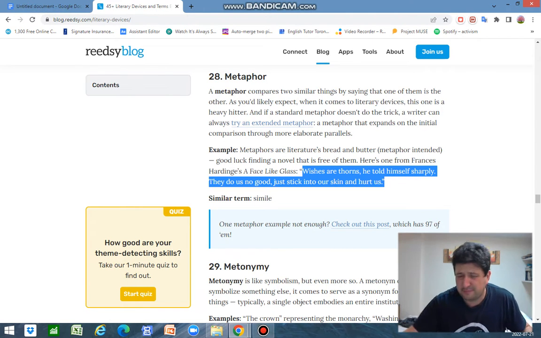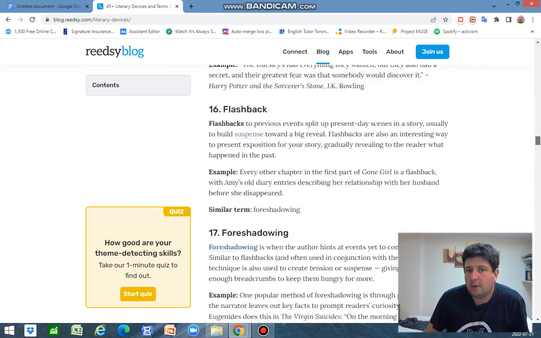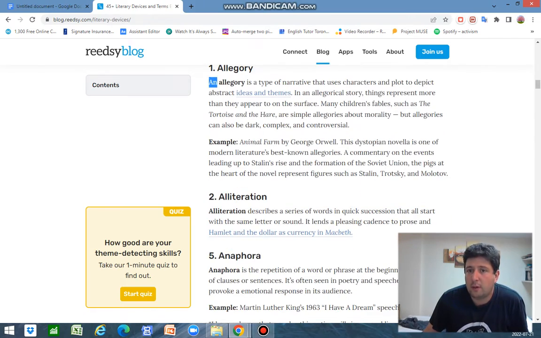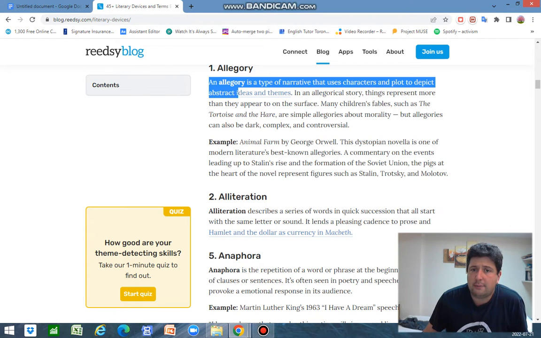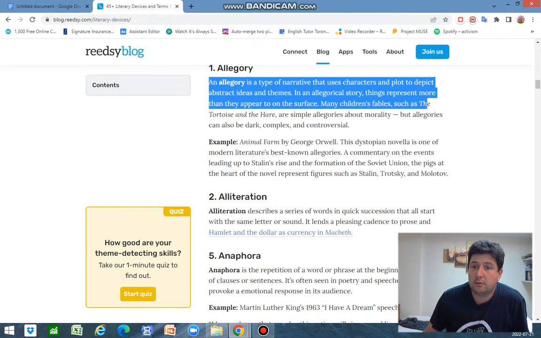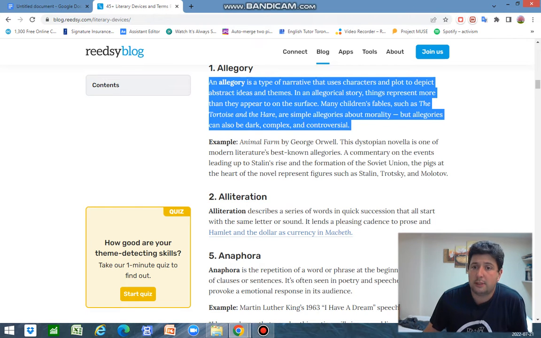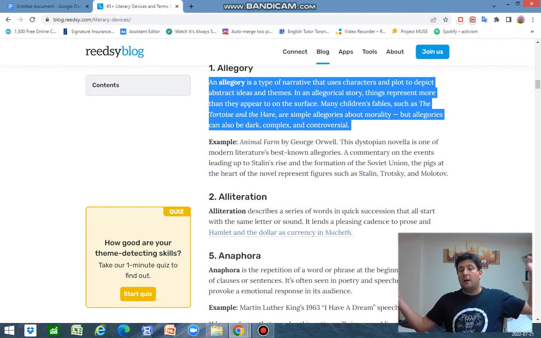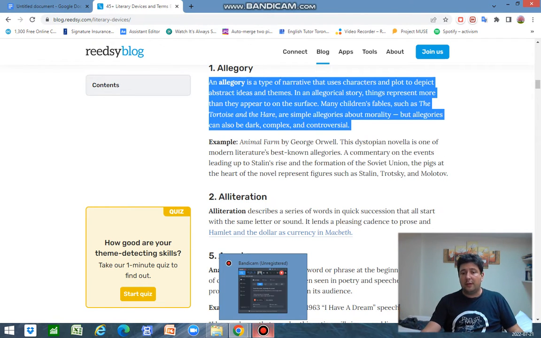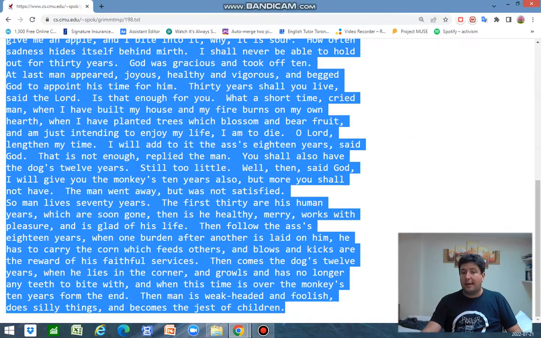In this case, maybe we can't call this story a metaphor for something. Maybe we can call it an allegory. An allegory is a type of narrative that uses characters and plot to depict abstract ideas and themes. Many children's fables, like Tortoise and Hare, are simple allegories about morality, but allegories can also be dark, complex, and controversial. Does the story represent something that happens in real life? That would make it an allegory.